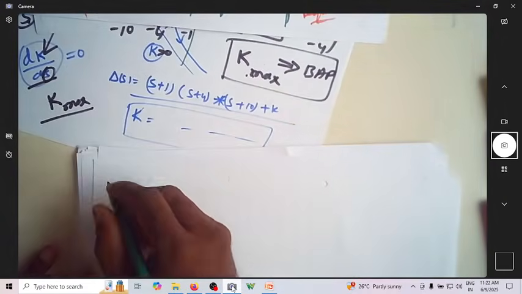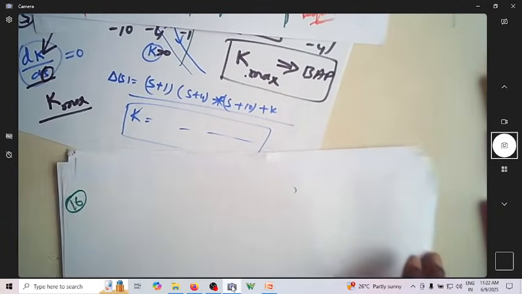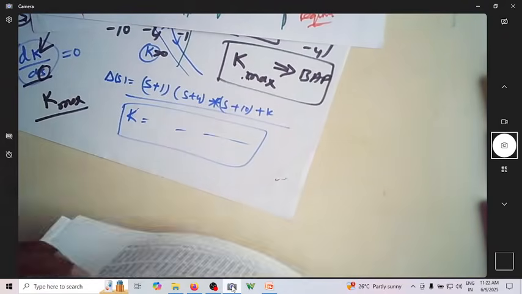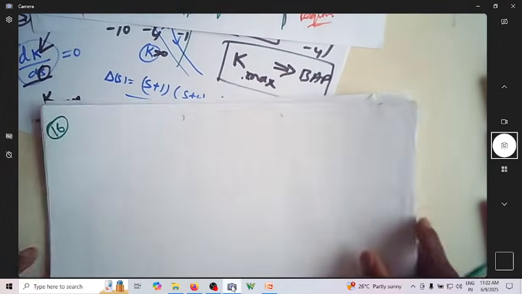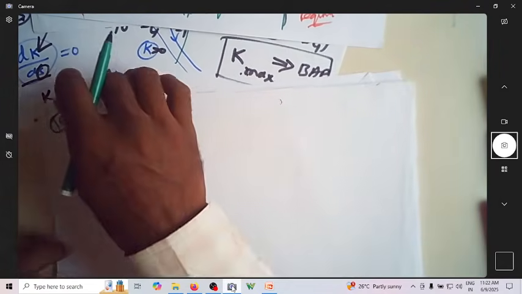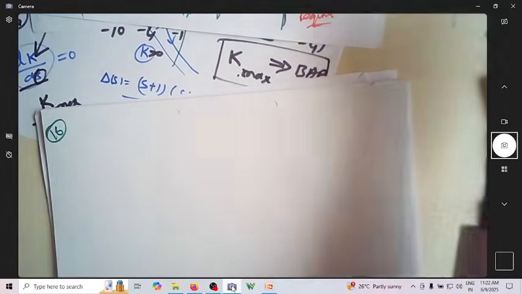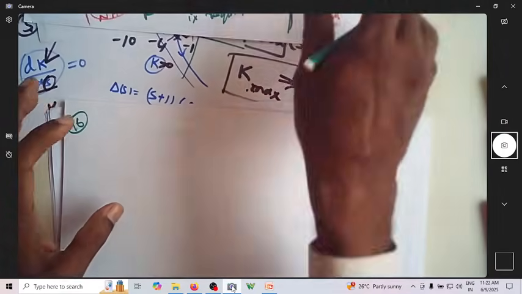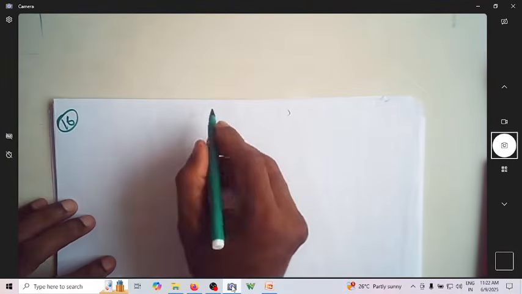So, 16th question. What can be the 16th question? Okay, let us move on to Bode plots, or the frequency response, especially Bode plots.